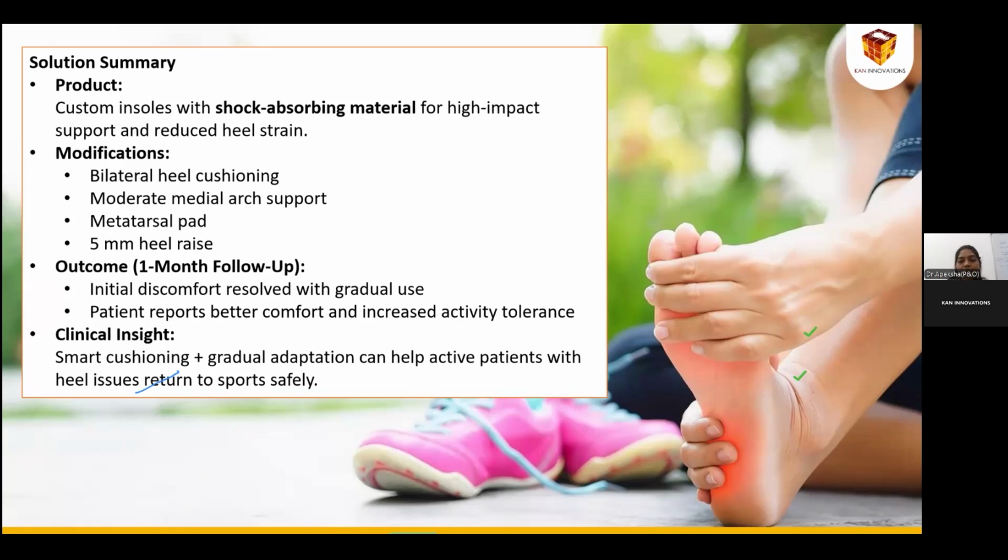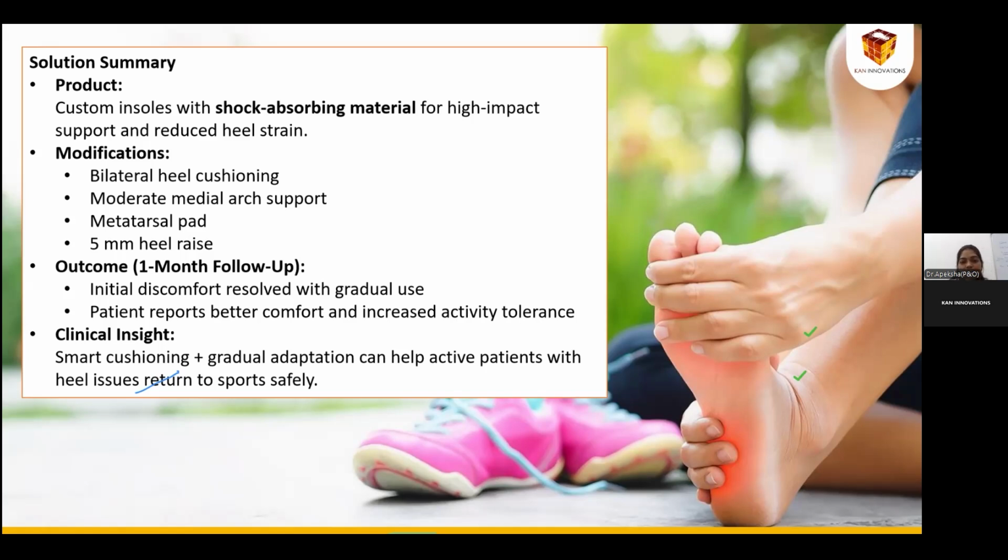Initially, as we know, after using custom insoles, the patient may face issues in adapting to them. So there is a breaking-in period we should always give the patient, with a regimen to use it. They can start from 10 to 15 minutes, depending on their pace, and increase their time by 1 hour or 2 hours in a day. Initially, he was feeling discomfort, but after gradual use, he was comfortable with the insoles and he returned to his highly active lifestyle. The clinical insight is that after smart cushioning and gradual adaptation to the insole, a highly active patient can also return to his sporty lifestyle.